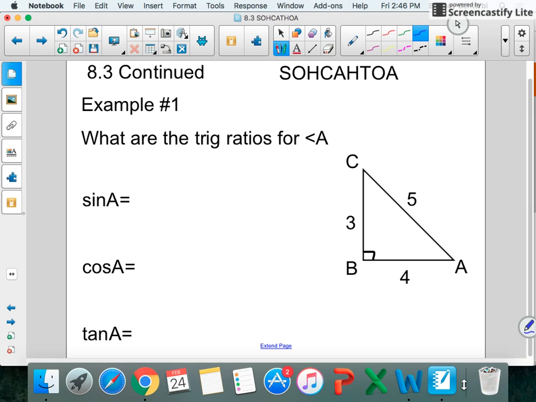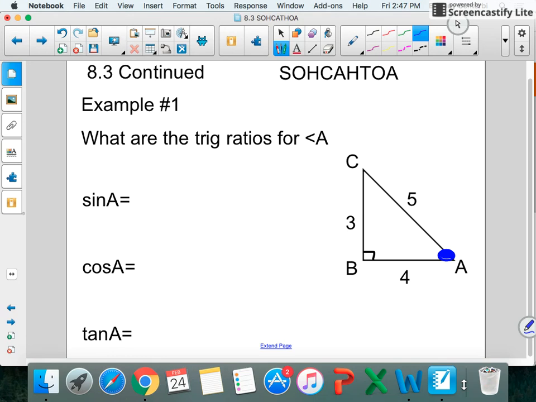So now that we've had some practice with SOHCAHTOA and figuring out when to use sine, cosine and tangent, we're going to now do some problems here. So first, very simple problems. Trig ratios for angle A. So we're just trying to write the ratios that go with angle A based on the sides they give us. So this is my reference angle.